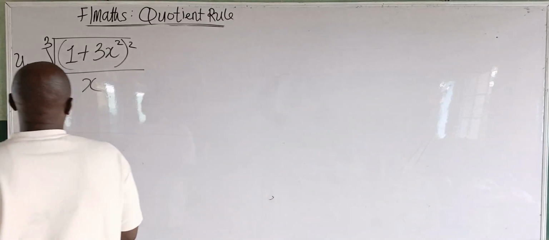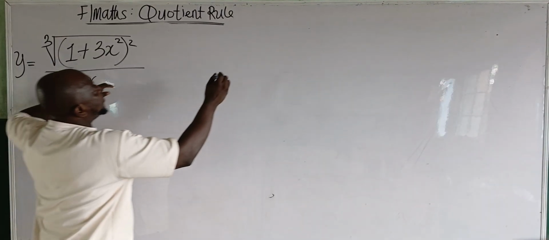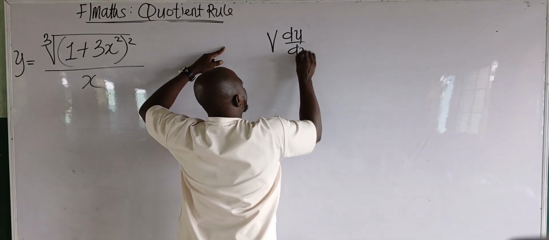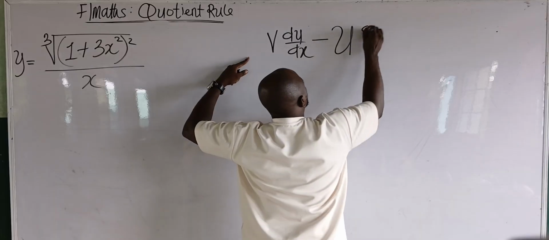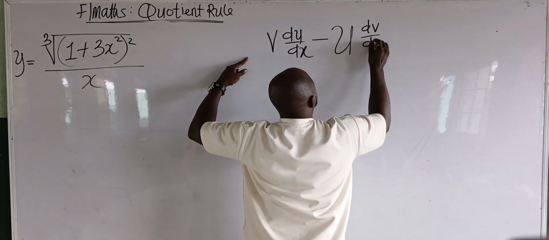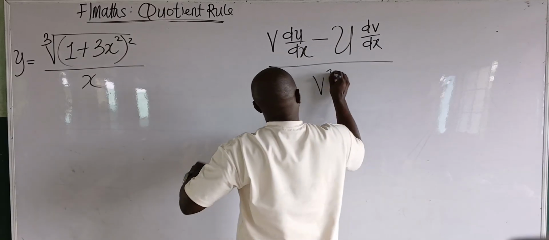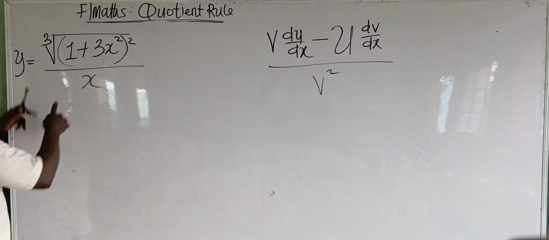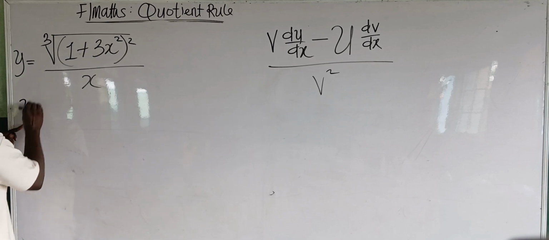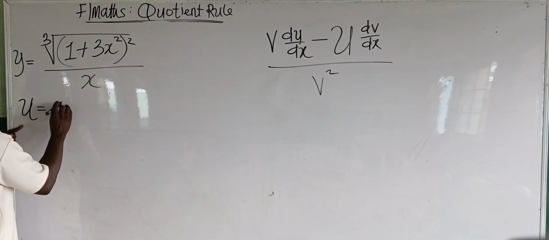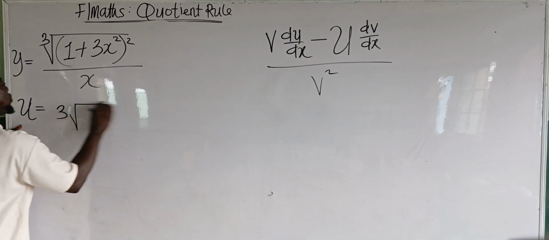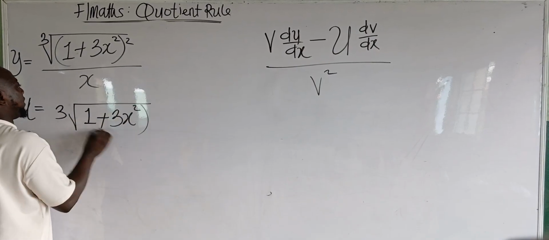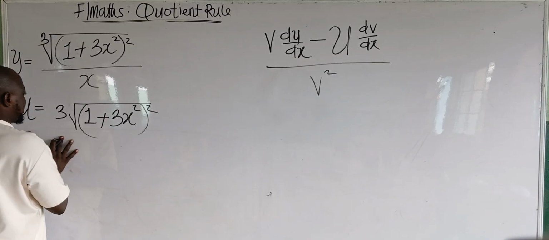First things first, we know our formula, which says v du over dx minus u dv over dx, all over v squared. So this is what we say our value is. Everything in this numerator is my u. Let's take it a step at a time. I have 3 here with this one, so 1 plus 3x squared, all squared. That is what we know.